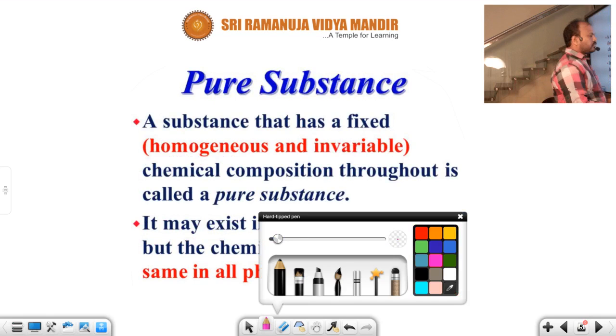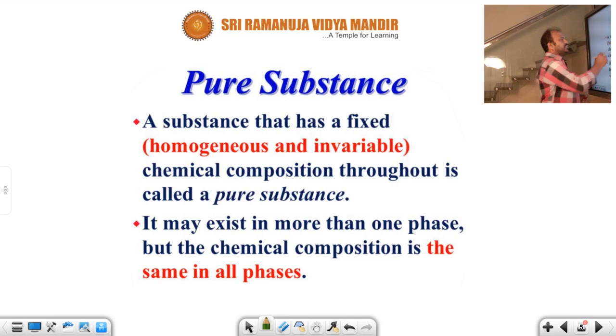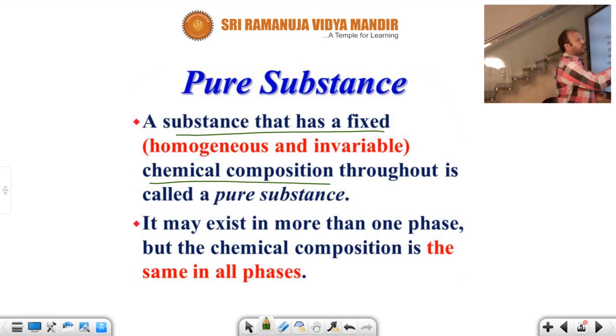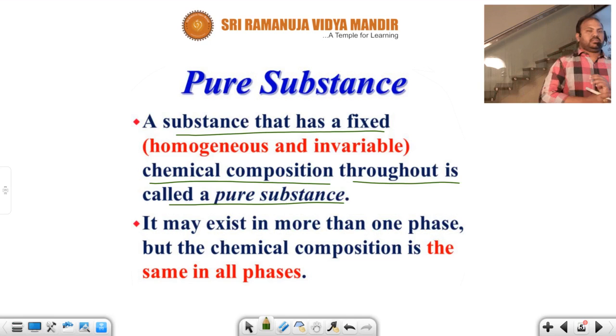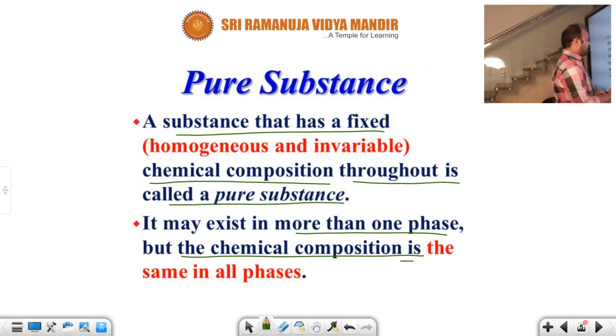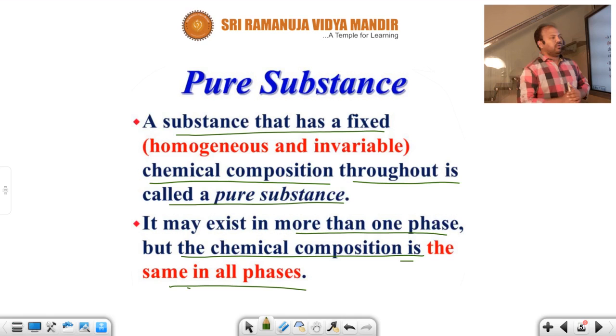First of all, what is a pure substance? A substance that has a fixed chemical composition throughout is called a pure substance. So only one kind of substance is called a pure substance. It may exist in more than one phase, but the chemical composition is the same in all phases.